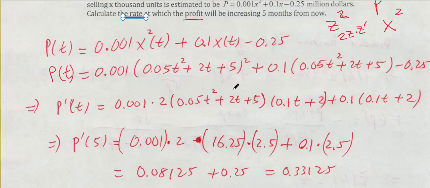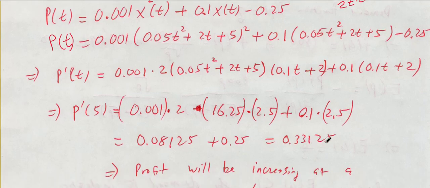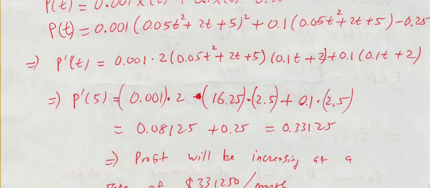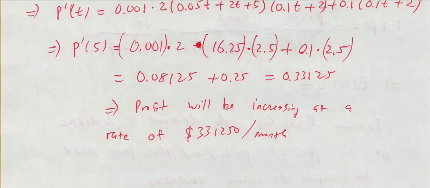And all we have to do now is plug in t to be 5 months to here, and anywhere you see t now becomes 5. So doing all the plugging in here and using the calculator, you should end up with 0.33125. This is the rate of change of the profit after 5 months.